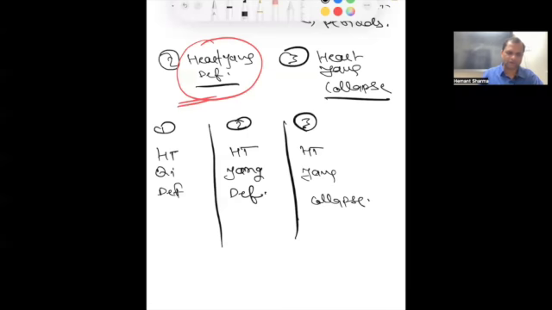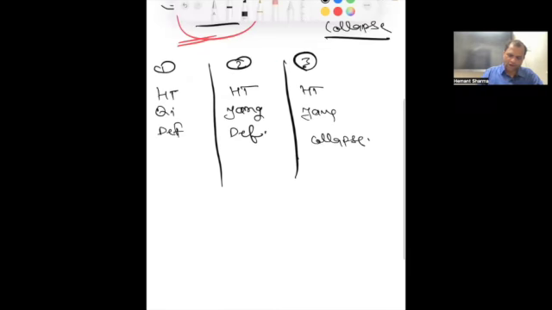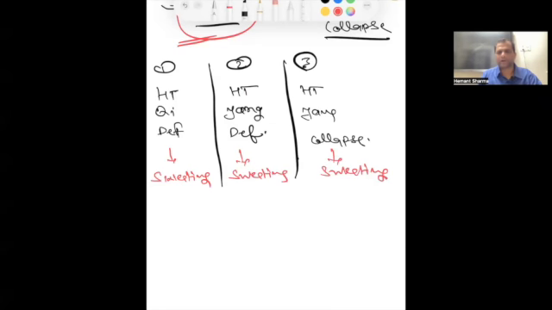ये हमारी तीसरी condition है. So heart is connected with sweating. In all the three conditions, if the person is having poor heart, then there will be sweating a lot. अगर व्यक्ति का हार्ट कमजोर होगा तो पसीना बहुत आएगा.